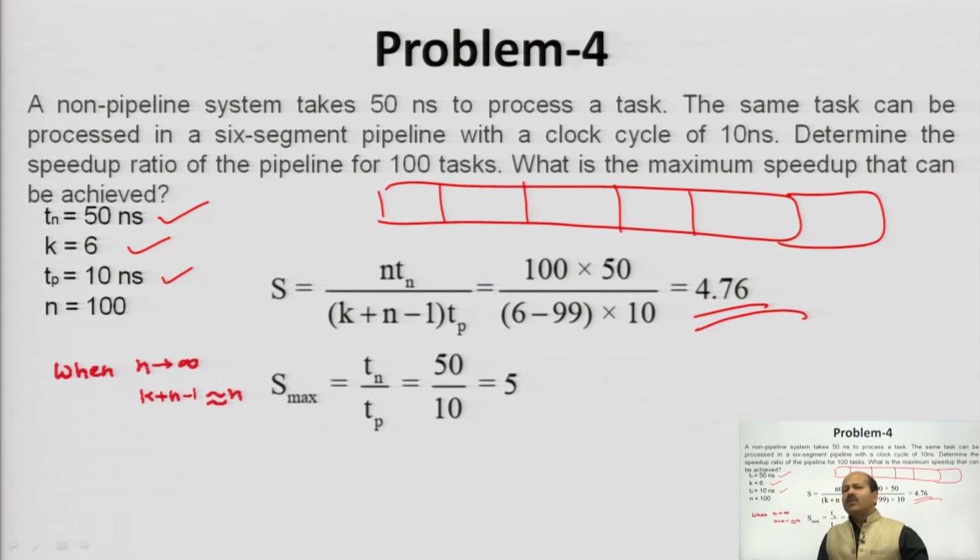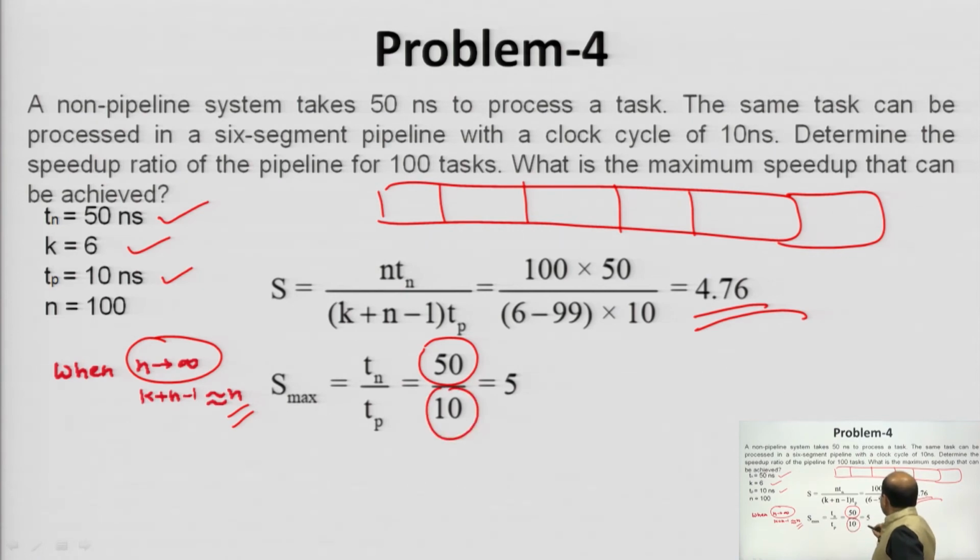And what is the maximum speed up factor which we can achieve? We assume that for an infinite number of instructions, k plus n minus 1 is equivalent to n. In that case S max will come as Tn upon Tp. We have already derived this formula in the previous lecture. So, simply put the values Tn equals 50 and Tp equals 10. So, the maximum speed up factor that we can achieve is 5 in this case.